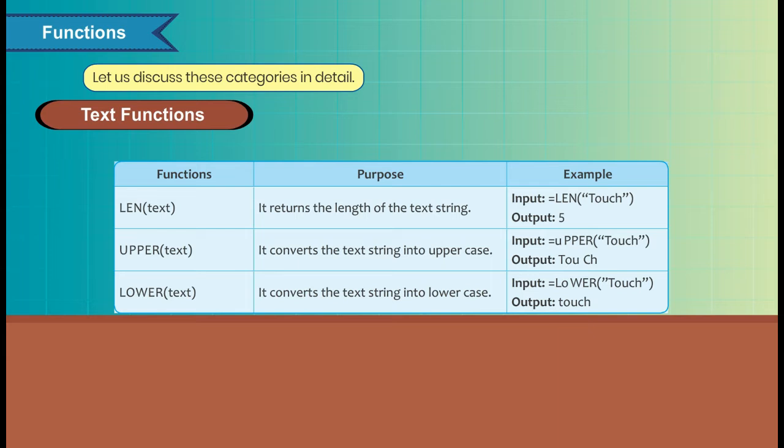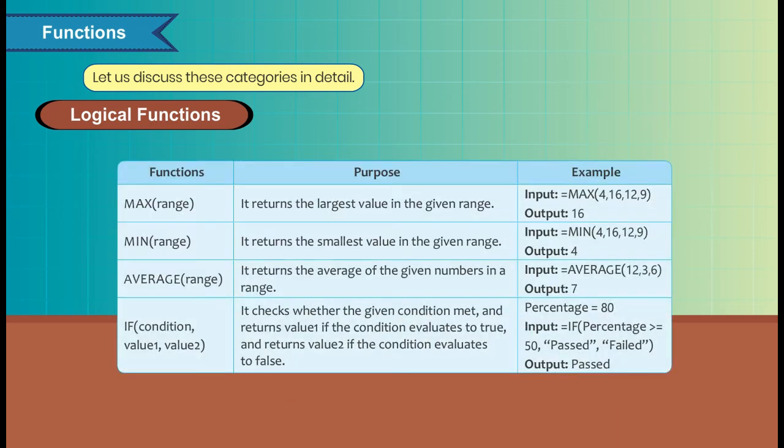LEN(text). It returns the length of the text string. Input: =LEN("touch"). Output: 5. UPPER(text). It converts the text string into uppercase. Input: UPPER("touch"). Output: TOUCH in uppercase. LOWER(text). It converts the text string into lowercase. Input: LOWER("touch"). Output: touch in lowercase.